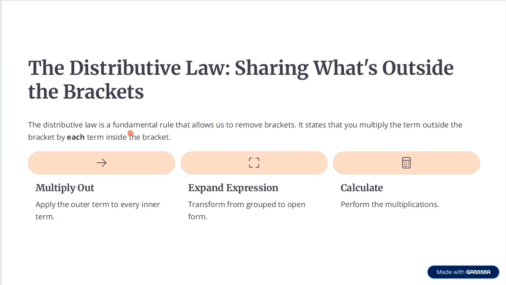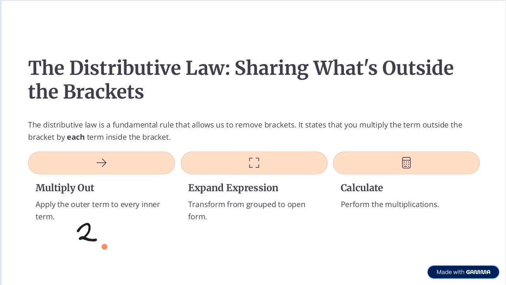So let's see. The distributive law is a fundamental rule that allows us to remove brackets. It states that you multiply the term outside the bracket by each term inside the bracket. Take note of that. So multiply out: apply the outer term to every inner term. You are going to see that soon. What is that supposed to mean, apply the outer term? I'll explain.